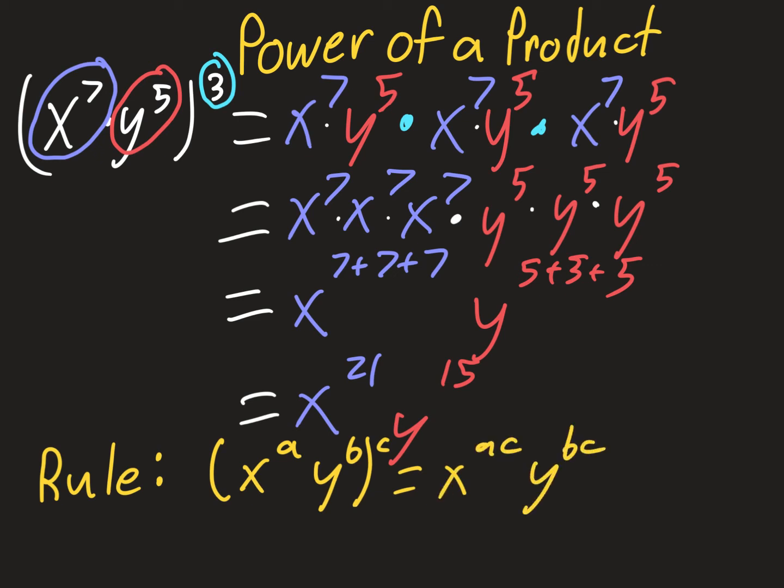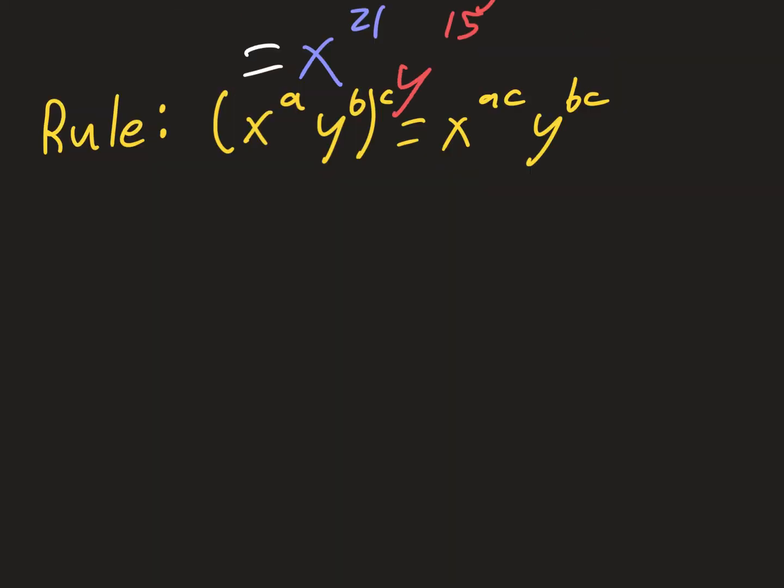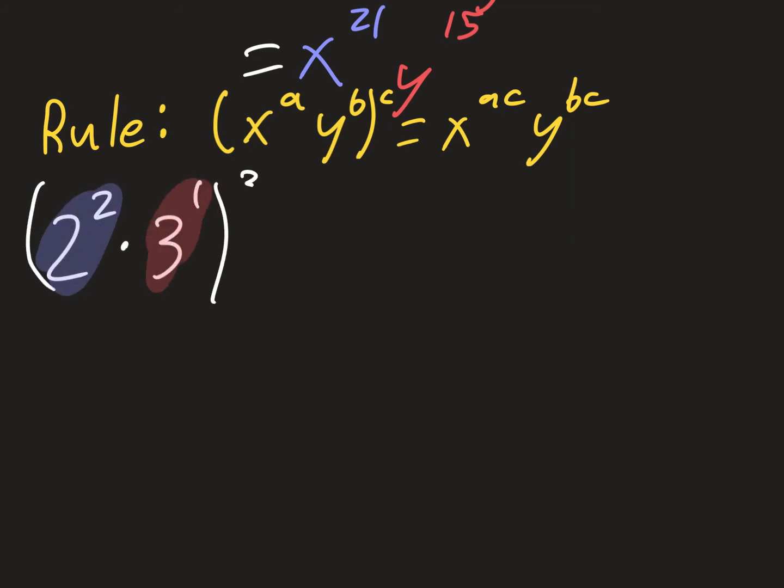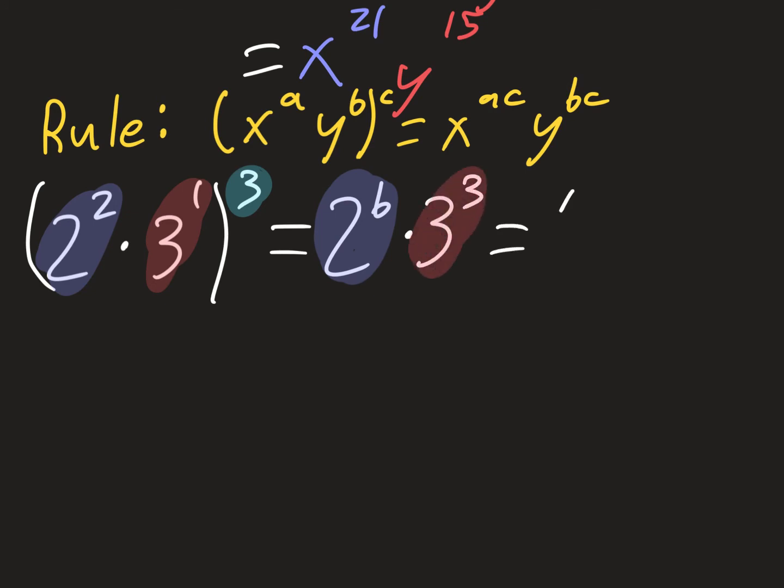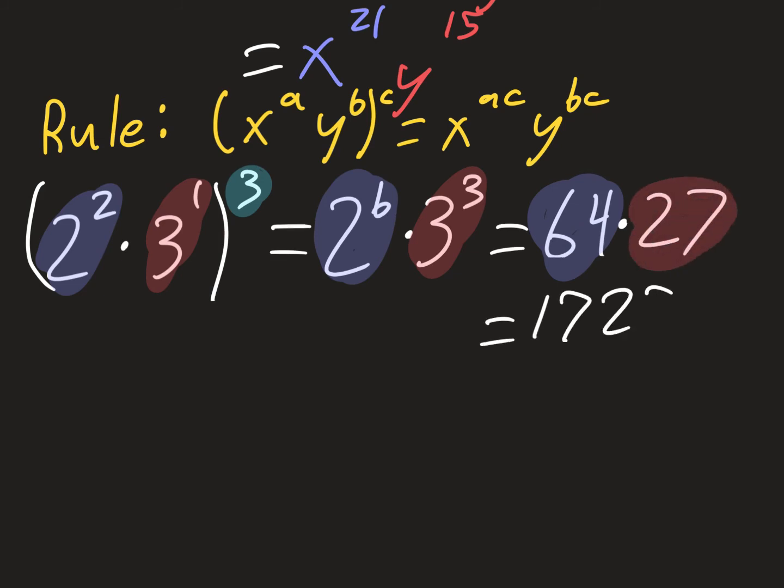If we wanted to do this with numbers, then we would do 2 squared times 3 to the first, all raised to the third power, gives us 2 to the 6th times 3 to the third. 2 to the 6th is 64, and 3 to the third is 27. When you multiply those together, you get 1,728.